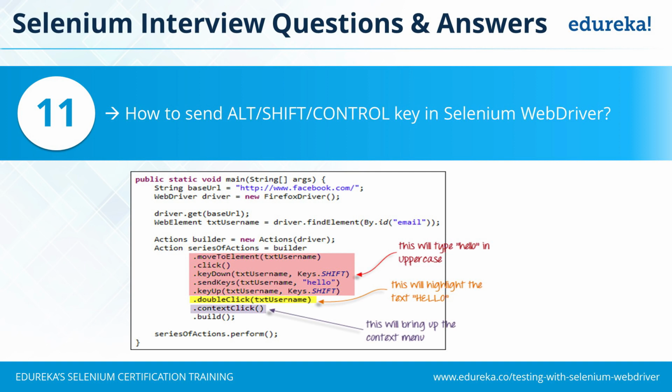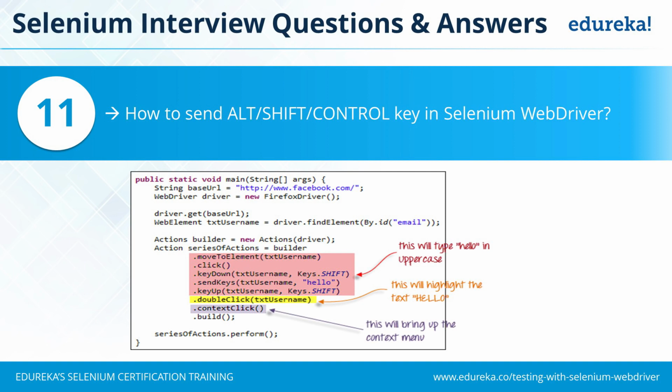So the next class that I've used is the Actions class, and I declare an object known as series of actions, and I say builder, which is an object of the Actions class, dot moveToElement(txtUsername). So I'm going to the email ID field and I perform a click operation so that my cursor is blinking in the username field. Then I say keyDown(Keys.SHIFT) onto this text box. That means whatever is typed after this will be typed in uppercase.